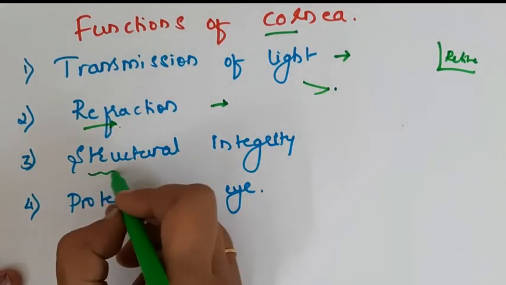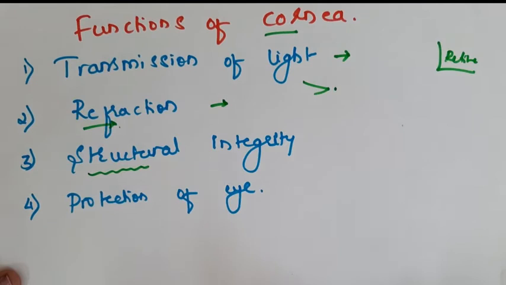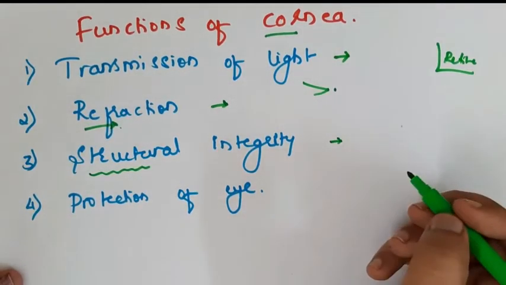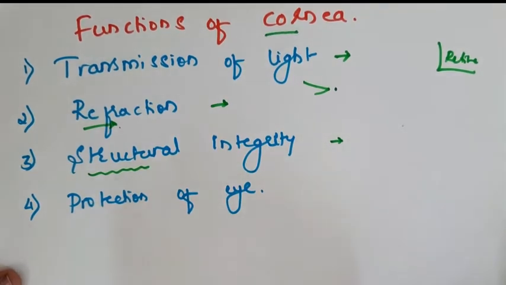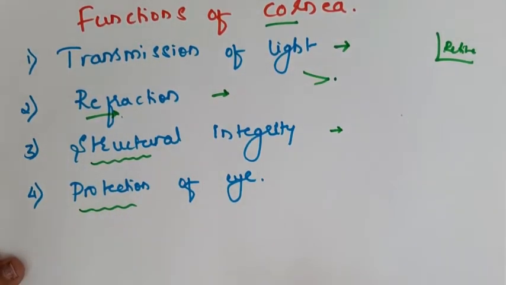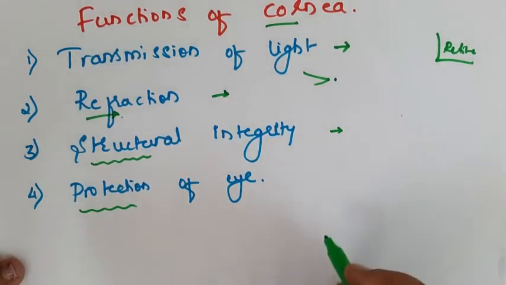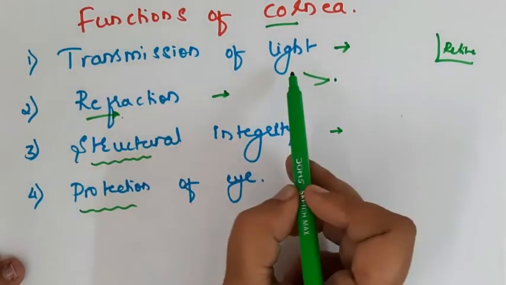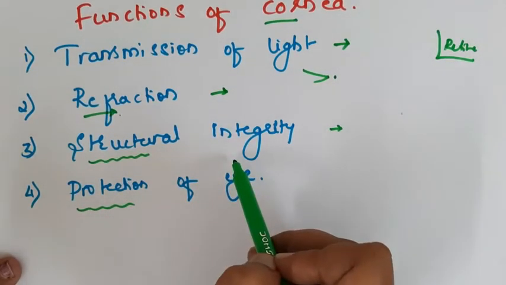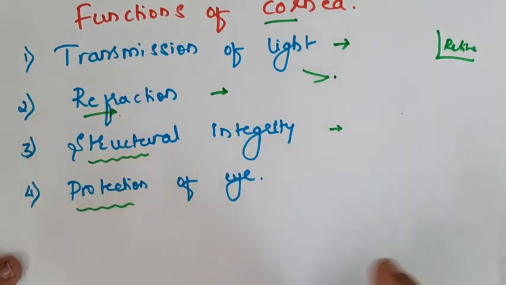The third thing is that it is part of the fibrous coat of the eyeball. Along with the sclera, it will protect the structural integrity of the eyeball. And the last function is protection of the eye from various dust or even UV rays. So these are the functions of the cornea. To repeat: the transmission of light, to act as a refracting media, to maintain the structural integrity of the eyeball, and to protect the eye.